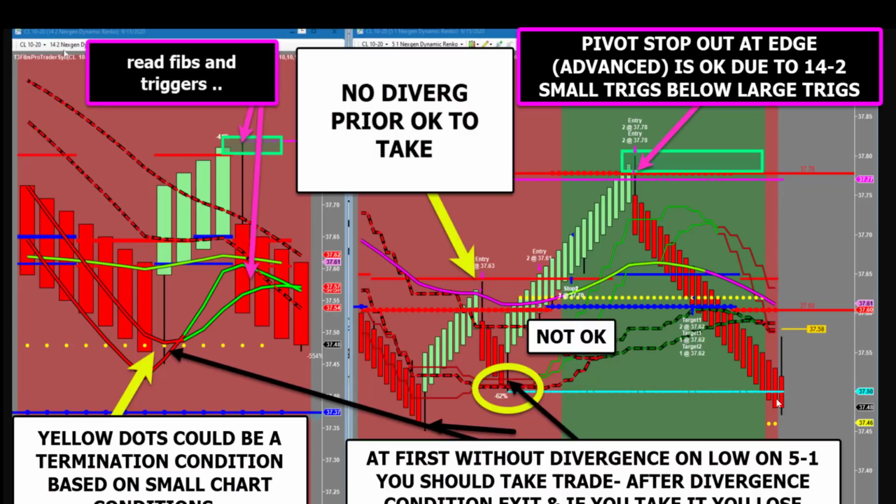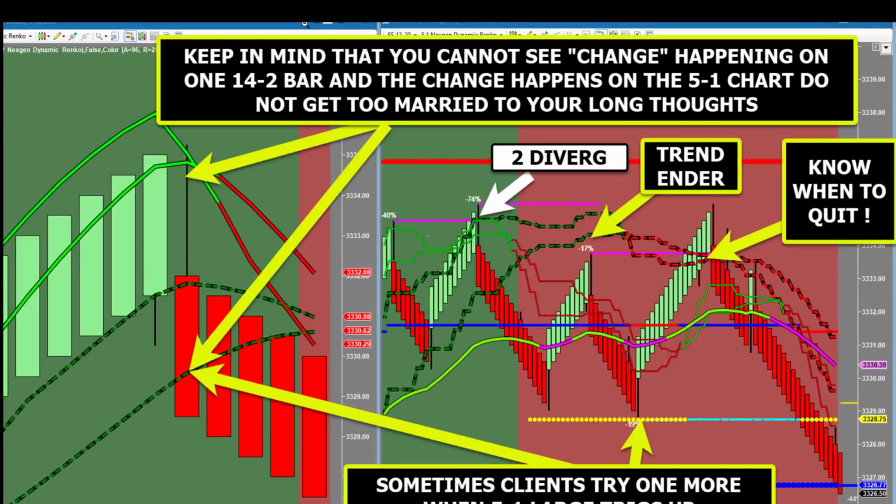I probably could have stayed in that, but again, because the large triggers here weren't crossed down still, I opted to take the exit, but you can see it did break through. So again, keep in mind, you're going to do trades because of the strong triggers on the big chart, period. But you can't see change happening on one bar on a 14-2 chart. All of this happened on one bar on a 14-2 chart. So it's really imperative that you start paying attention to your triggers on the 851 chart, the divergences, and whether you're going to stay in or get out.